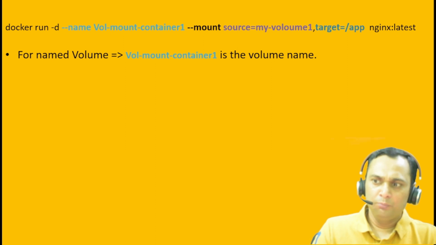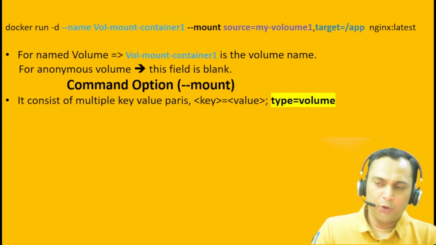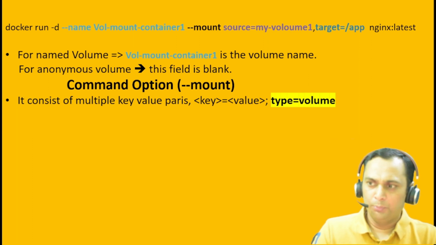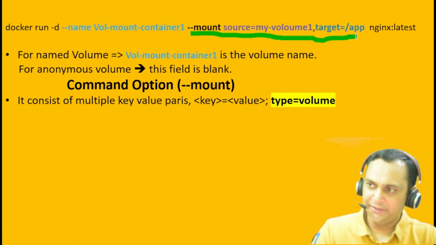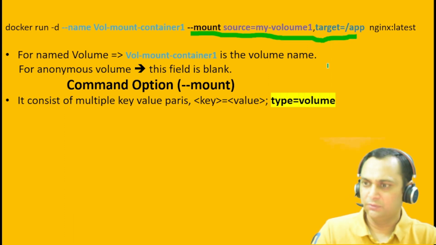For a named volume, the name of the volume is vol-mount-container1. For an anonymous volume, the field is blank. So the command option --mount consists of multiple key-value pairs. These are the options available inside the volume mount, right? So let's explore these options first.